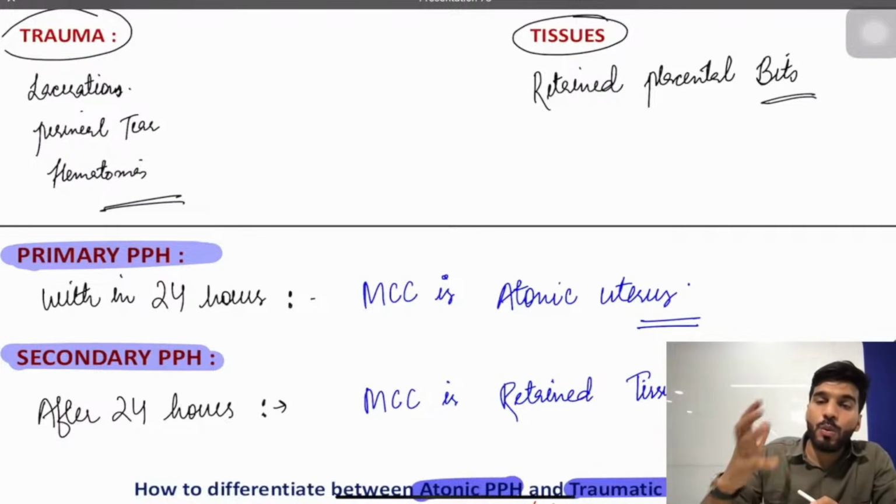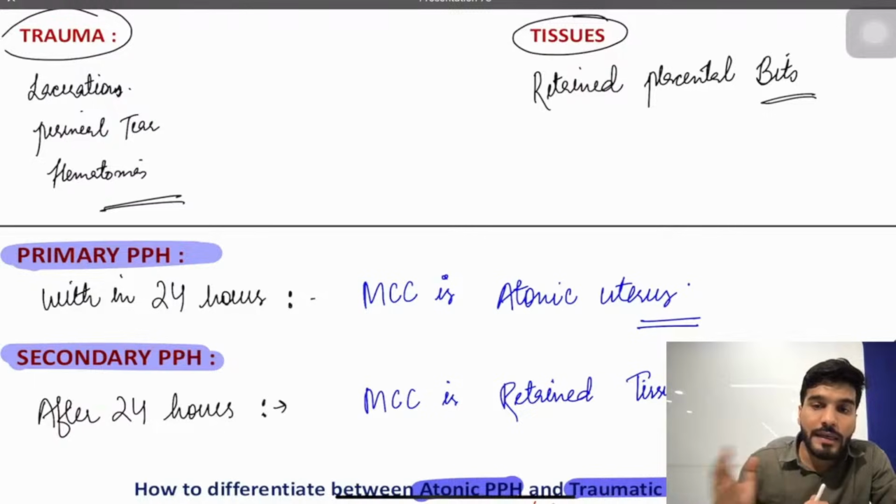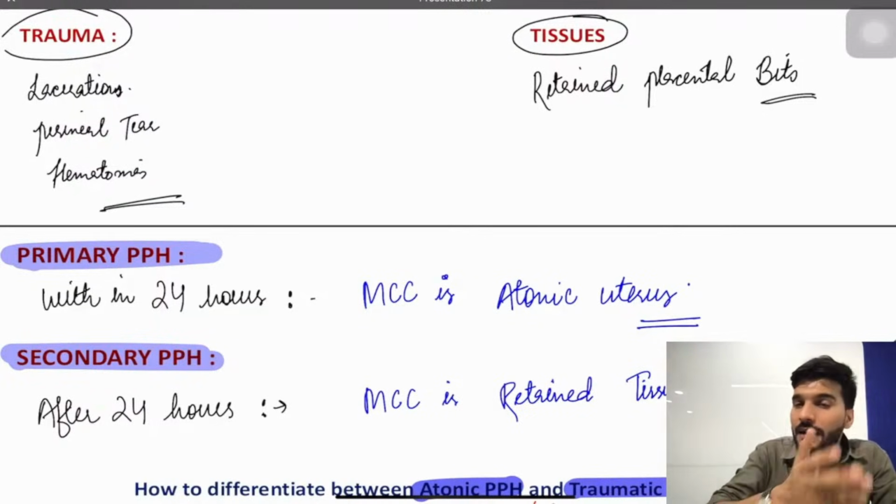Okay, now what will be the treatment for the retained placental bits, and what will be the complication? Anyone in the comment section? So what will be the treatment for retained placental bits? If the retained tissues are there, if the volume is less, retained products of conception are less, we go with the medical drugs. Yes, but if the volume is more, we go with the curettage.